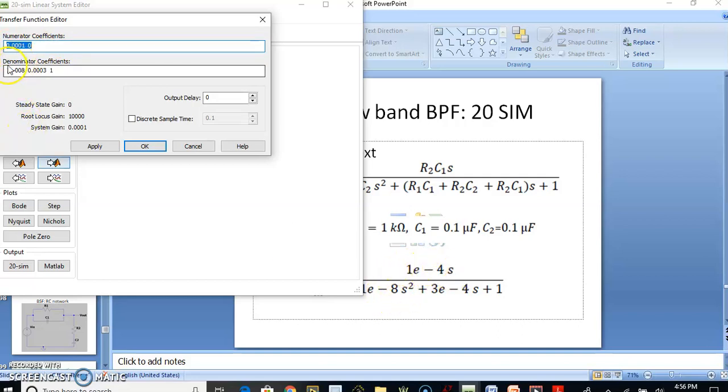This is 1e-8, and this is the coefficient of s square. The coefficient of s is 0.3 milli. You can see this is 0.3 milli, and of course the coefficient of s power 0 is 1. So this is the transfer function that we have.